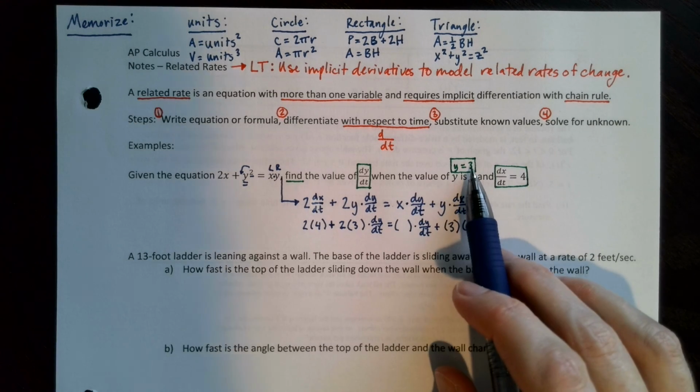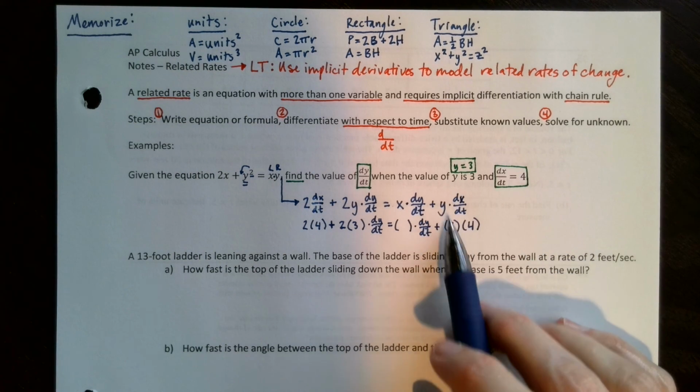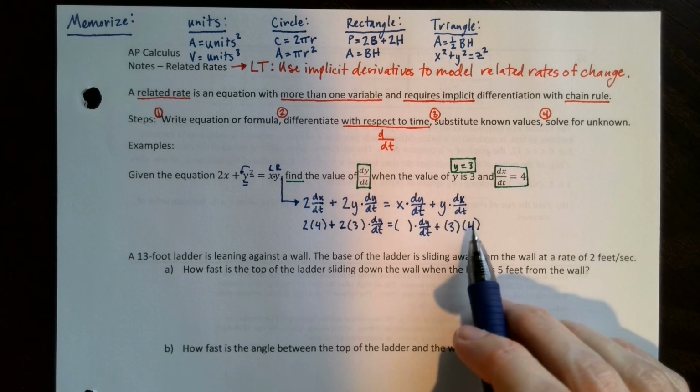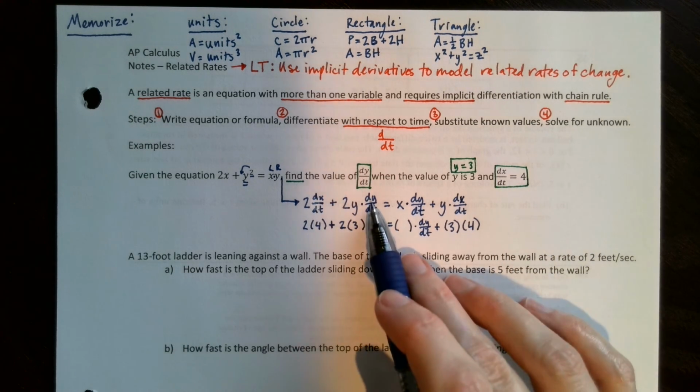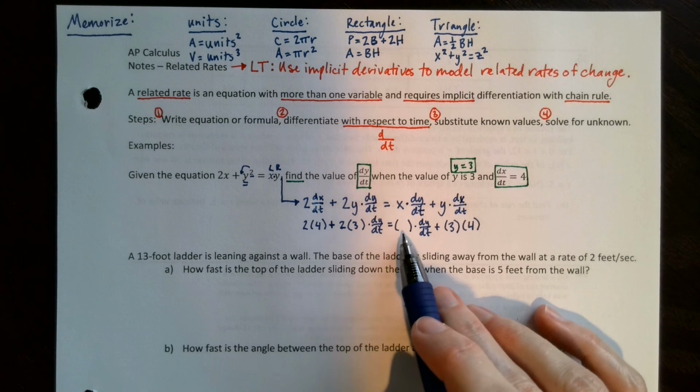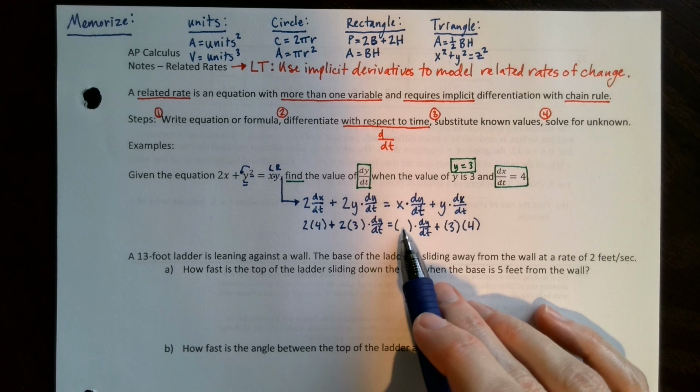So I used both values that I had. Every time I saw a y, I substituted in a 3. And each time I saw a dx/dt, I substituted in a 4. Both of the dy/dt's are unknown. That's what we're going to solve for in the end. But you'll notice that we have one value that we weren't given, but we need to proceed past this point.